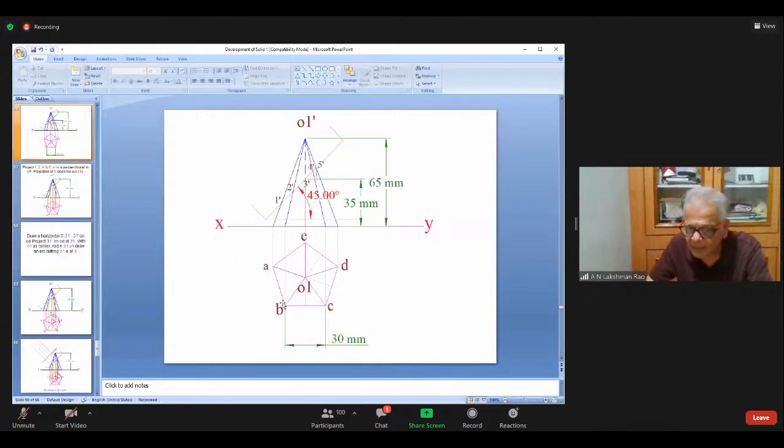Now, draw a pentagon with BC parallel to XY. ABCD you project on this. From O1, you draw a perpendicular of 65. O1 dash, you join with all the points. Now, front view is over.